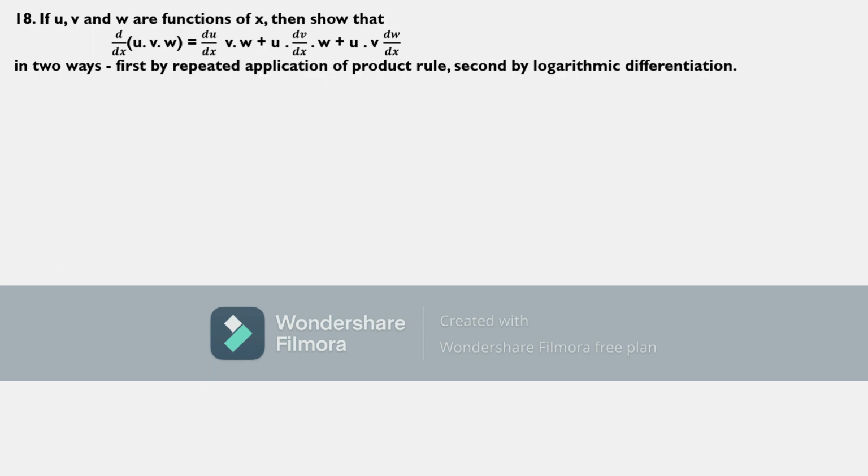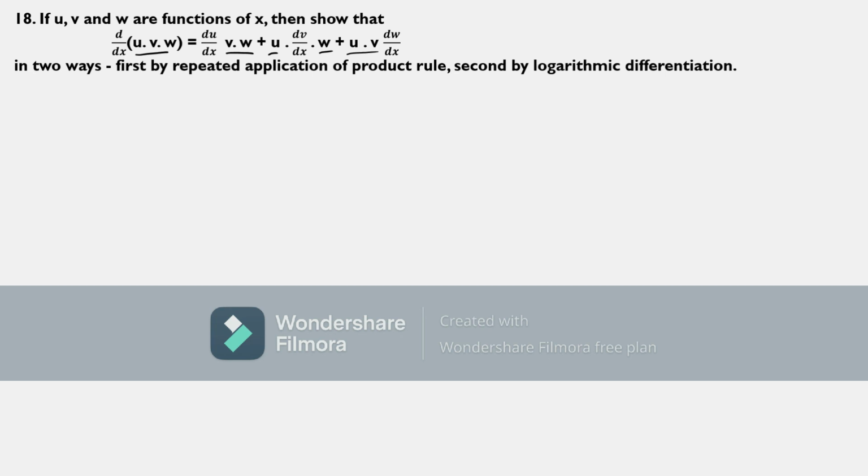Let's see the last question of the chapter: if u, v and w are functions of x, then show that the derivative of u into v into w is equal to du by dx times v times w, plus u times dv by dx times w, plus u times v times dw by dx. We are going to prove this in two different ways. First method is by repeated application of the product rule, and the second method is logarithmic differentiation.